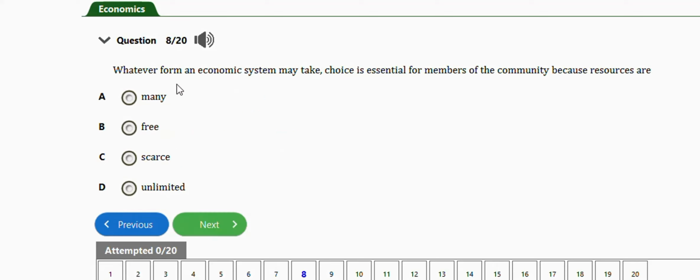It says whatever form an economic system may take, choice is essential for members of the community because resources are: many, free, scarce, unlimited. The right answer is option C, which is scarce. Next question is this one.